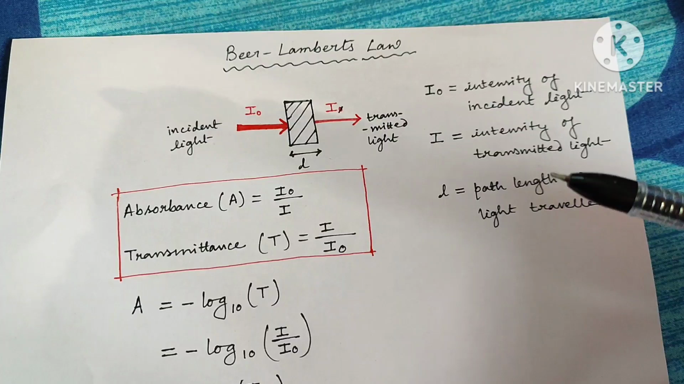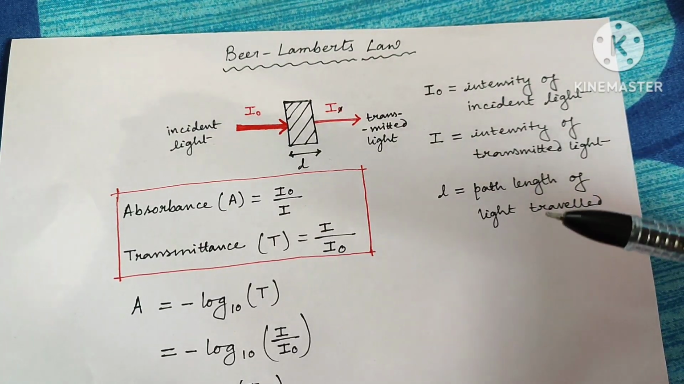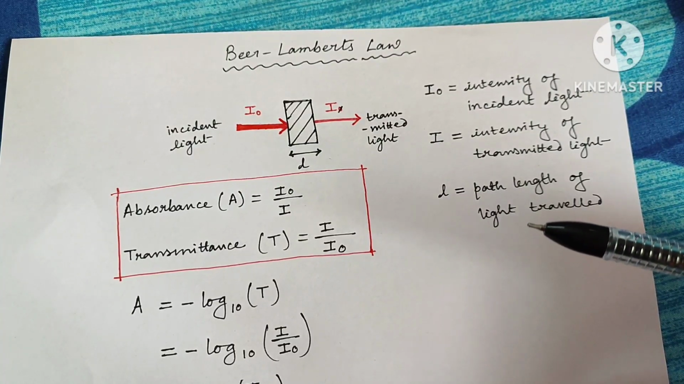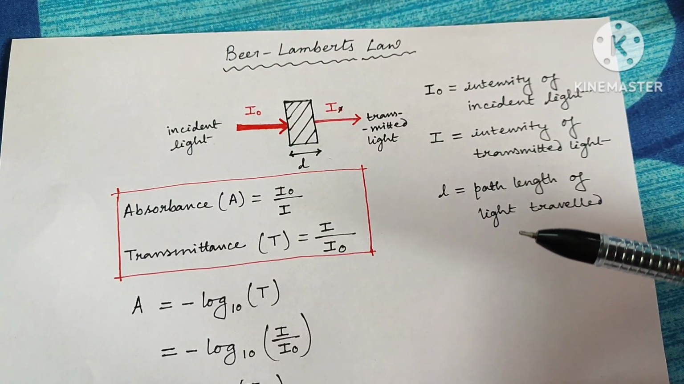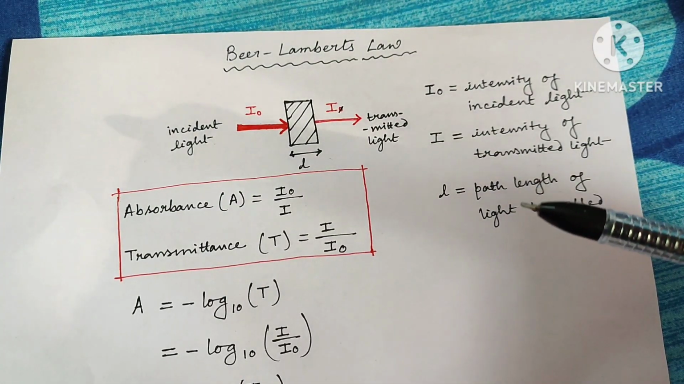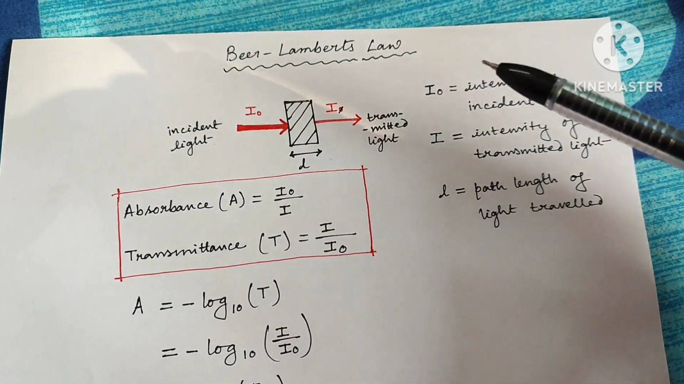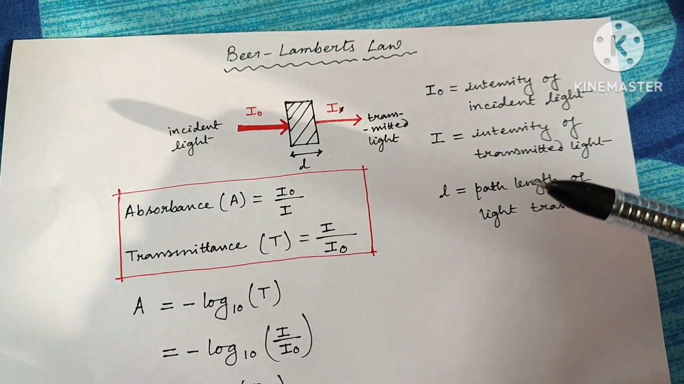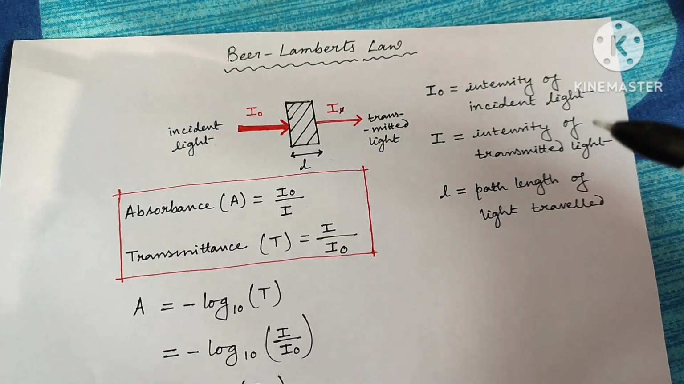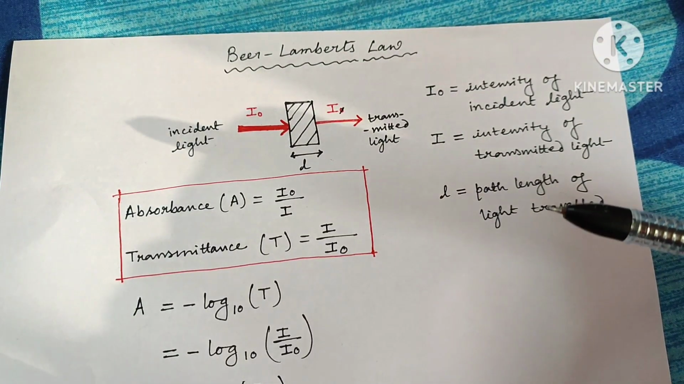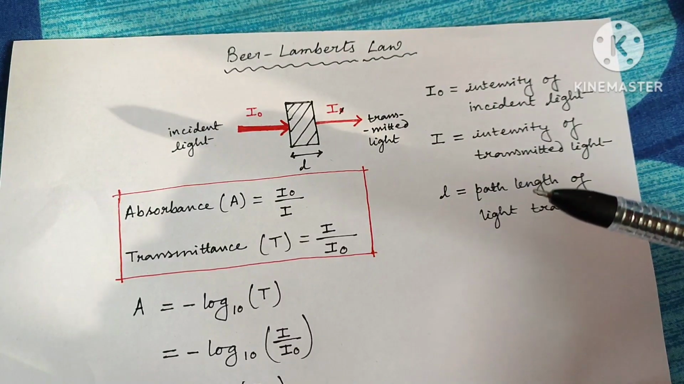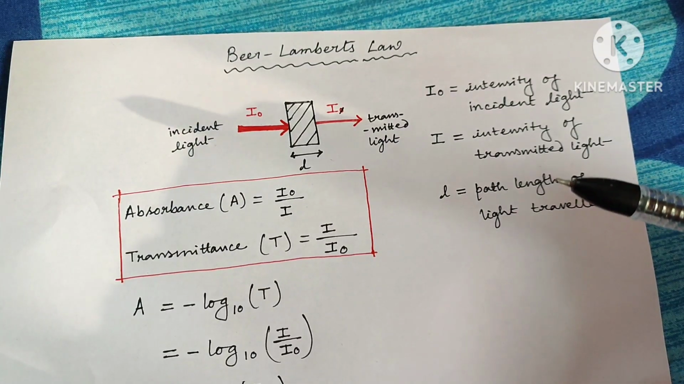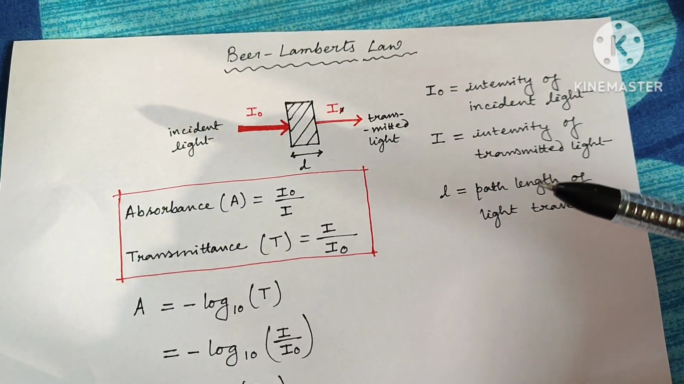Okay, so now first of all we need to know why do we need this law, what is its application. If anybody gives you any unknown colored solution and wants to know the concentration of that solution, then this law will be very helpful to investigate the concentration of that solution. How? You need to measure the absorbance in the form of optical density in any spectrophotometer or colorimeter, and from that you can easily find out the concentration of that solution.